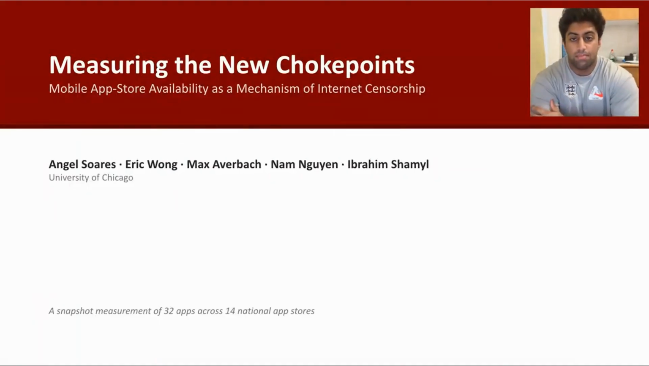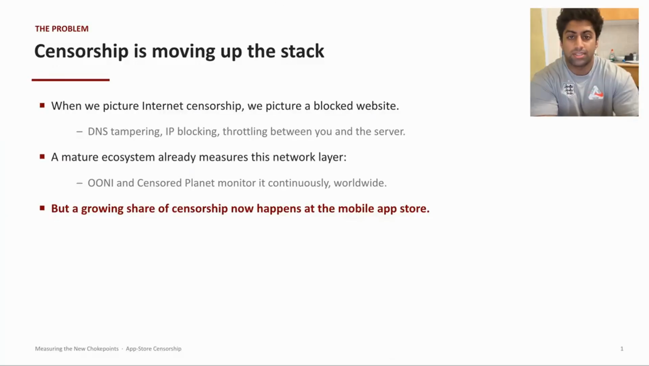Hi guys, we're presenting "Measuring the New Choke Points: Mobile App Store Availability as a Mechanism of Internet Censorship." When most people picture internet censorship, they picture a blocked website, a government tampering with the DNS, or filtering traffic somewhere between you and a server. There's a mature ecosystem for measuring exactly that, with tools like OONI or Censored Planet. They watch the network layer continuously all over the world.